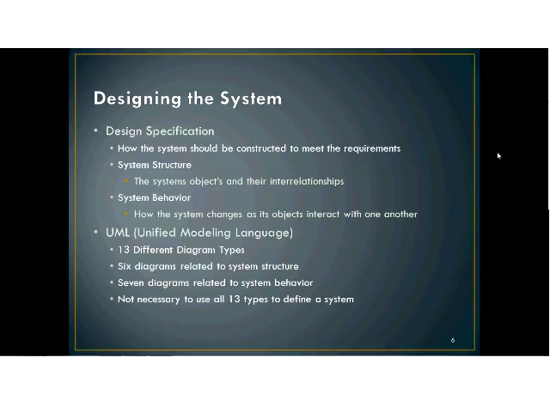Keep in mind that UML 2 has 13 different types of diagrams that we can use. 6 diagrams are related to system structure, while 7 are related to system behavior. All 13 of these types of diagrams are not necessary, but available if needed.